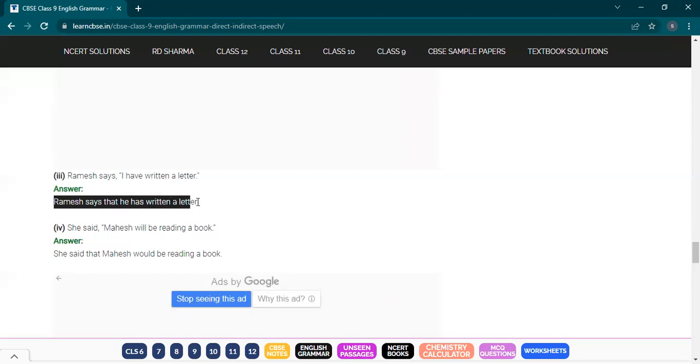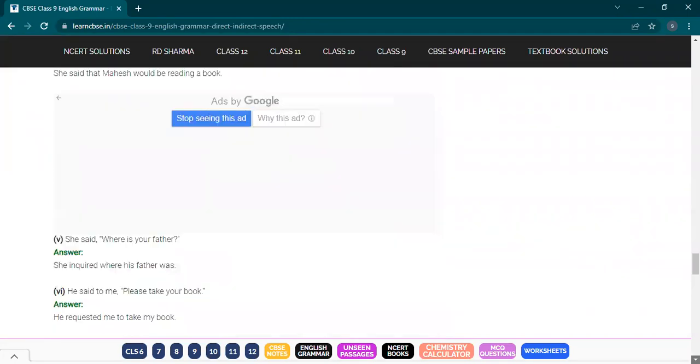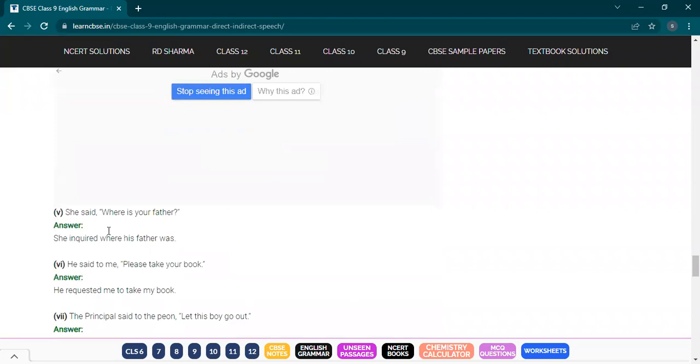Ramesh says that he has written a letter. She said Mahesh will be reading a book. She said that Mahesh would be reading a book. Will be changes to would be. She said, where is your father? She inquired where his father was.